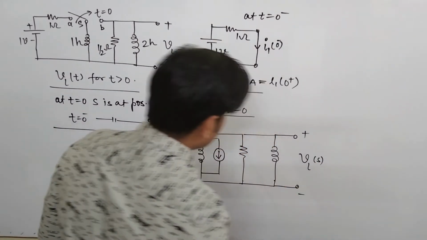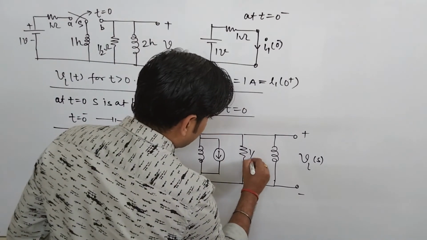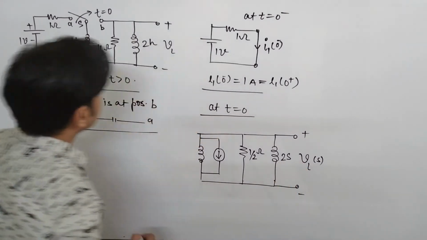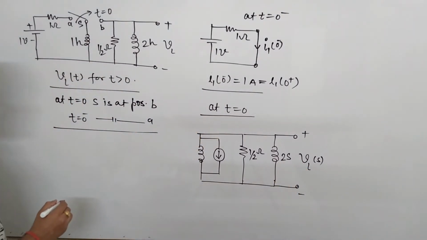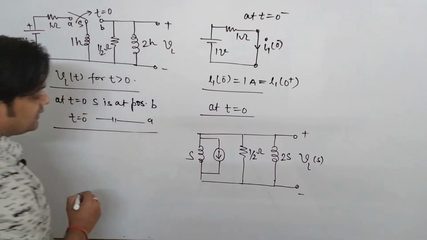Now I am converting this entire circuit into the S Laplace domain. So this is 1 ohm, and this will become 2S. Simply SL, where L is 2 Henry, so it is 2S. Now here if you see, this is S, very simple.